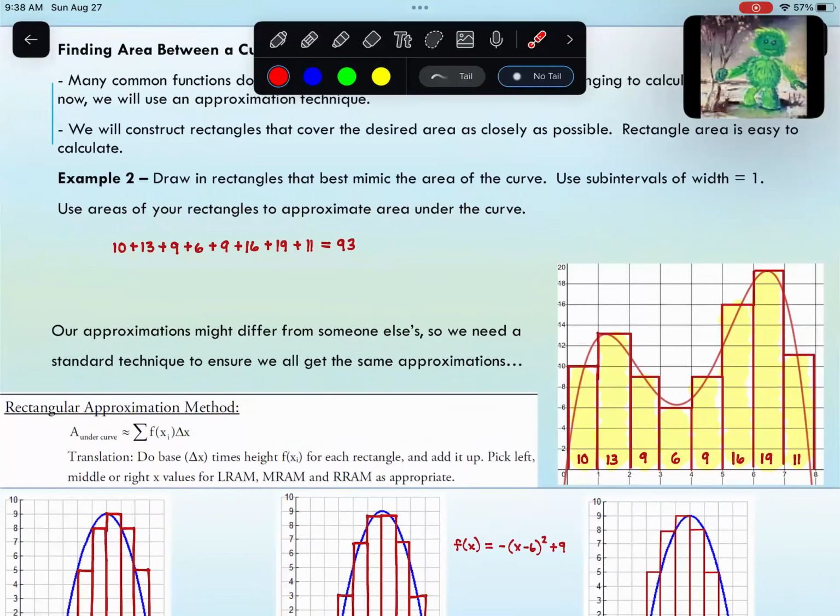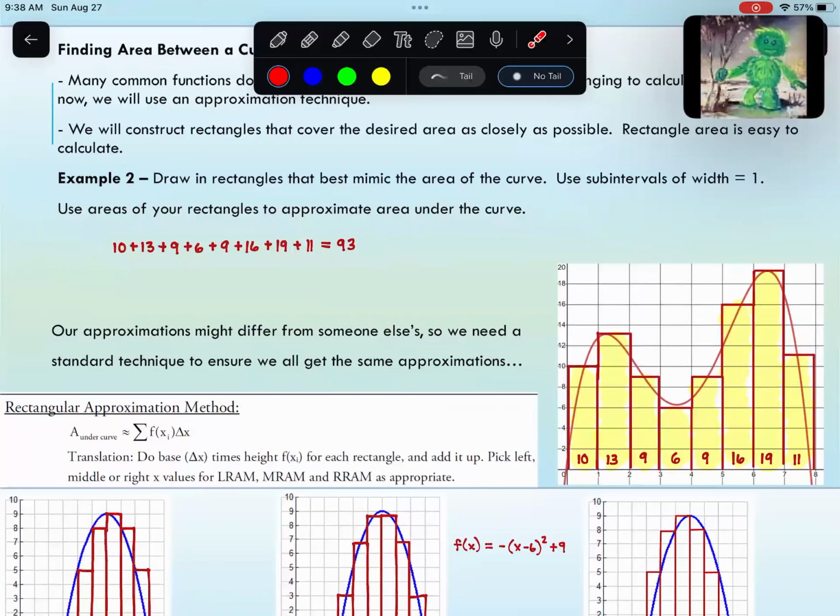Okay. I probably shouldn't overlook this notation here as well. We see a sigma notation for the first time in the course. We see an f of x, we see a delta x. This is just the mathy way of saying we're going to take a base of a rectangle, which is a delta x, multiplied by its height, which corresponds to a function height, hence f of x. I'm going to do that for each rectangle and add those up.